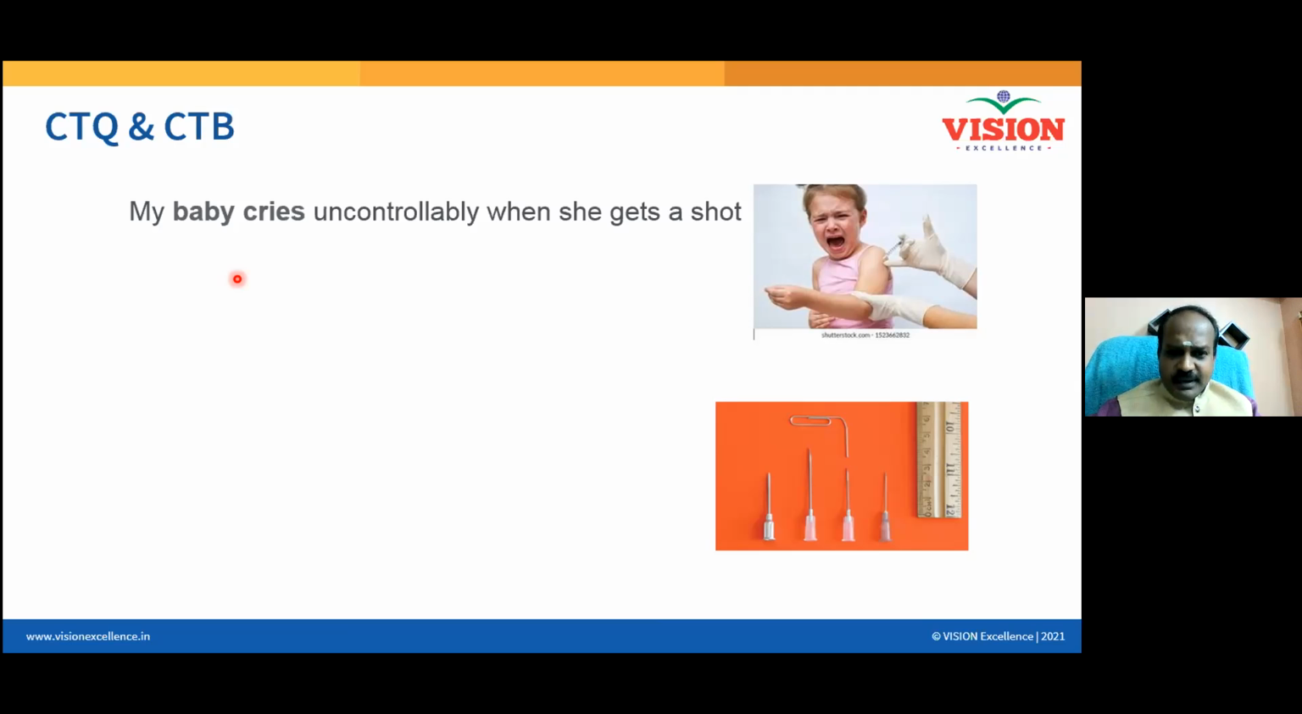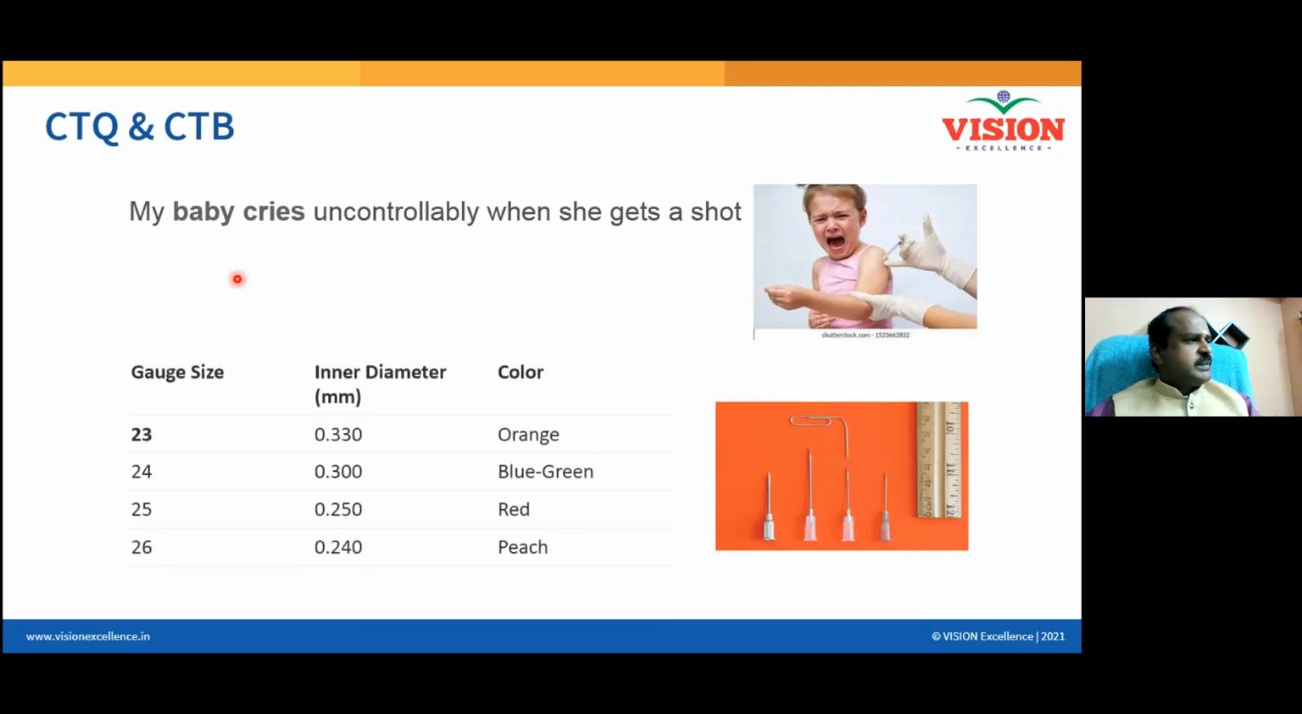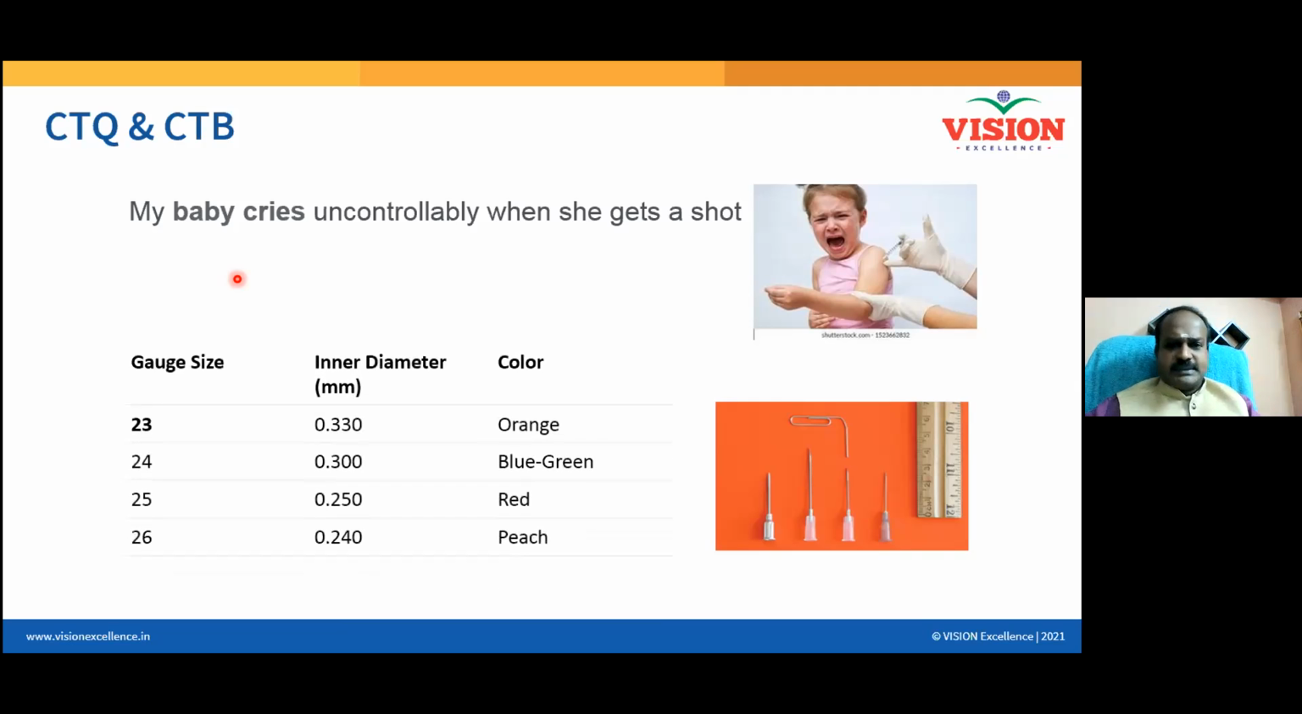And then again, when you see the needle, the length of the needle also matters. Right? The length of the needle matters, and then the size of the needle also matters. And generally it is measured in terms of gauge size. In the medical world, they call it gauge size 23, 24, 25, and 26. And when it is a 23 gauge, it will be orange in color. And then the inner diameter of the gauge is 0.33 mm.